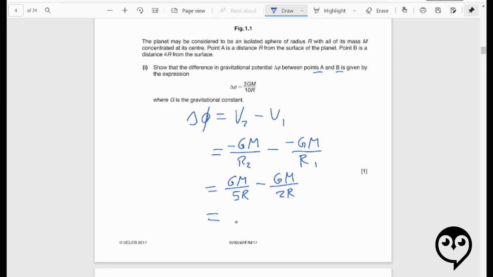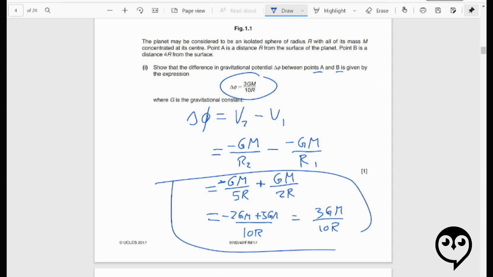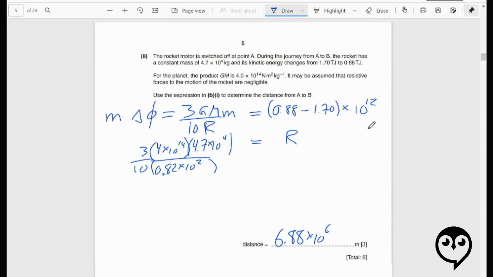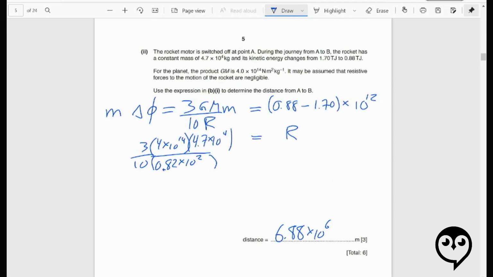Now, what we'll need to do is get ourselves a common factor of 10R. That means we're going to have negative 2GM, this is a negative here, and this is the plus, this is a plus, this is a minus, of negative 2GM plus 5GM. And so this is where we get 3GM over 10R, like they've asked us to show. It's 1 mark, so I don't know how much you need to show, but it really shouldn't be much more difficult than something like that, okay? Plugging in these radii values. On to part 2, which I've sort of started here already.